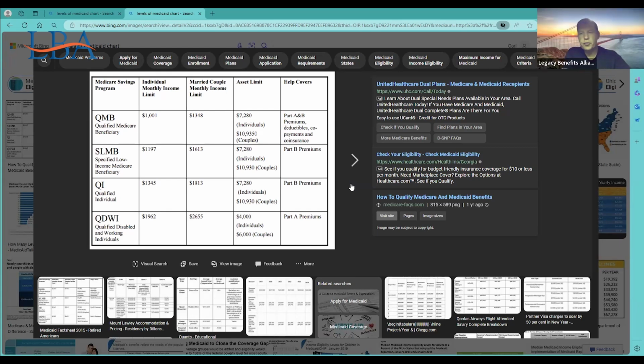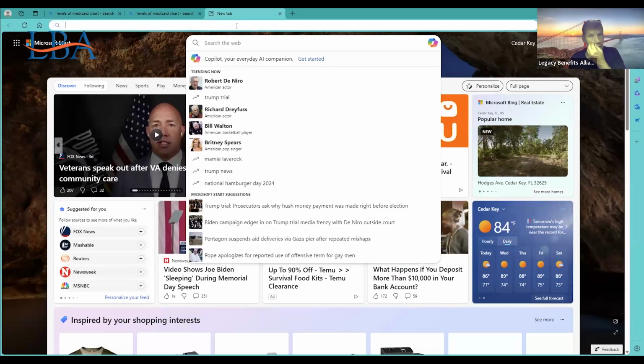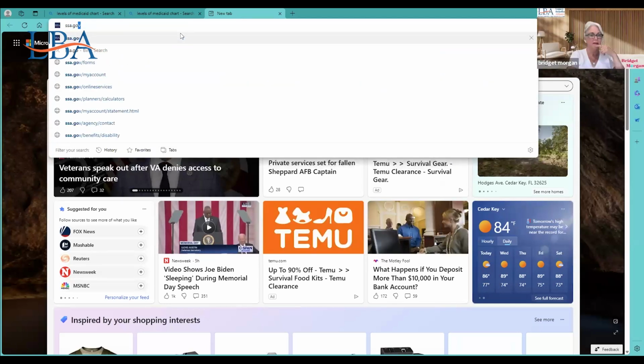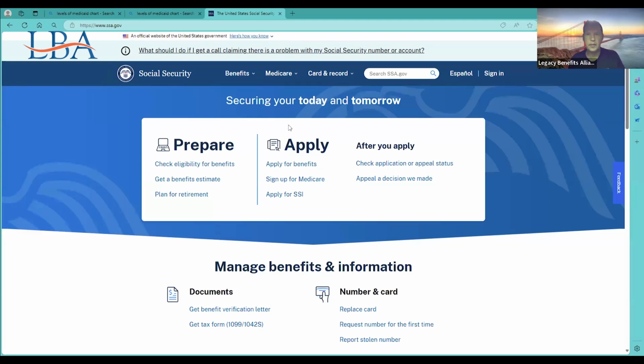What other questions do we have about dual eligible plans, Medicaid, extra help, any of that kind of stuff? The extra help, can you go over where that comes from? Sure. Can you guys see my web page? Yes, you can see prepare, apply, and so on. Okay.